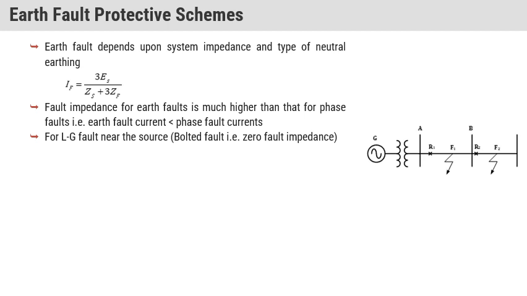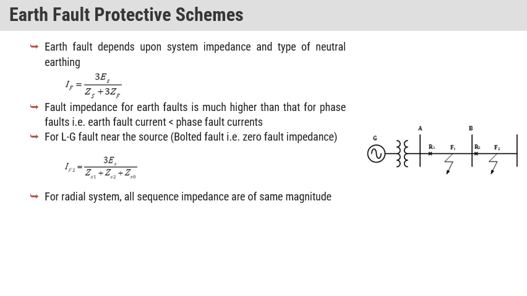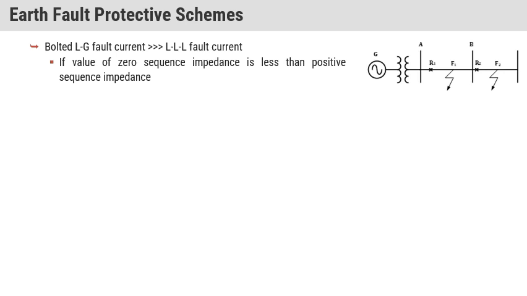For an LG fault near the source, with zero fault impedance, the fault current IF is equal to 3ES upon ZS1 plus ZS2 plus ZS0. For a radial system, all the sequence impedances are of the same magnitude, so we can write it as ES upon ZS1. This is almost identical to the bolted three-phase triple L fault. In this particular case, bolted LG faults have much more current than the triple line fault.